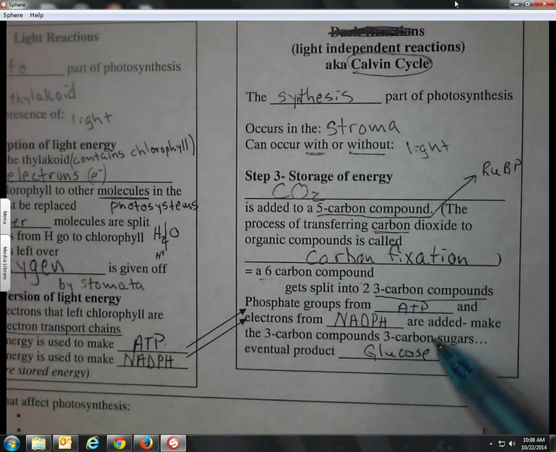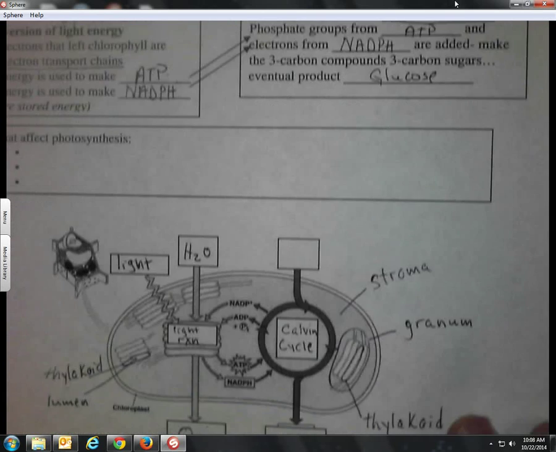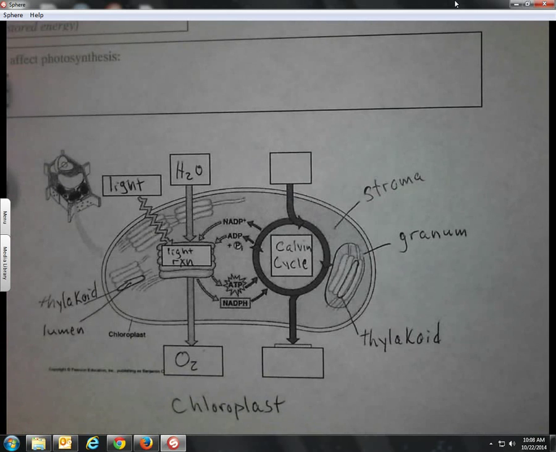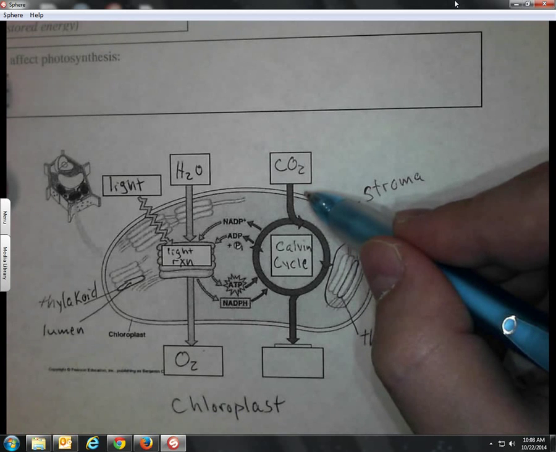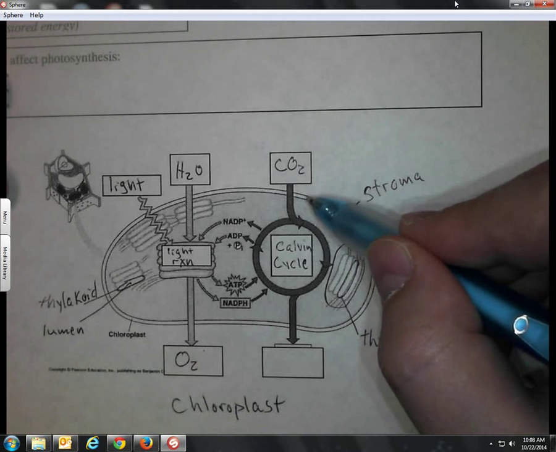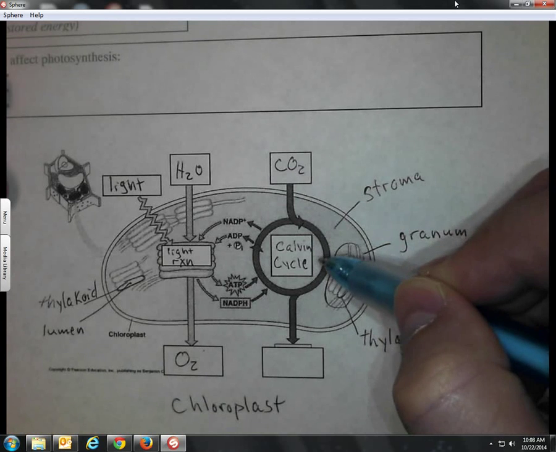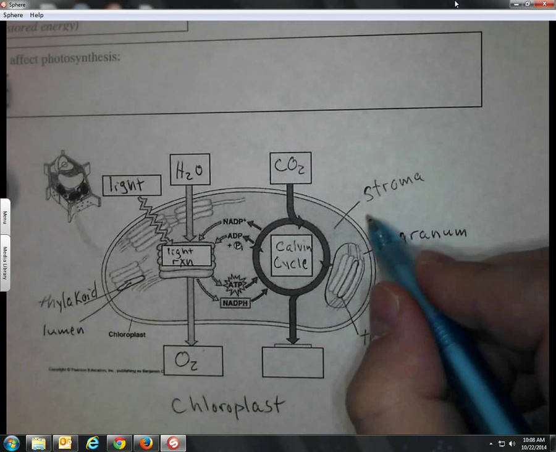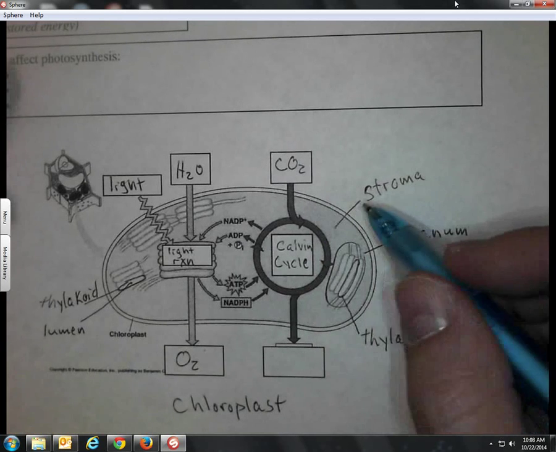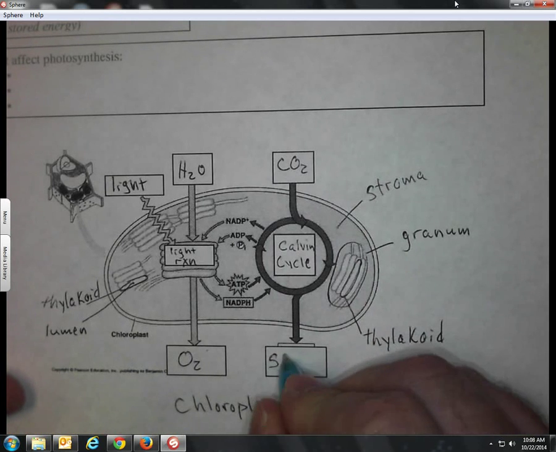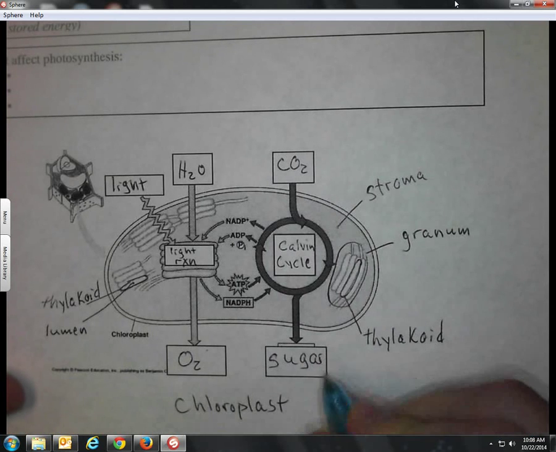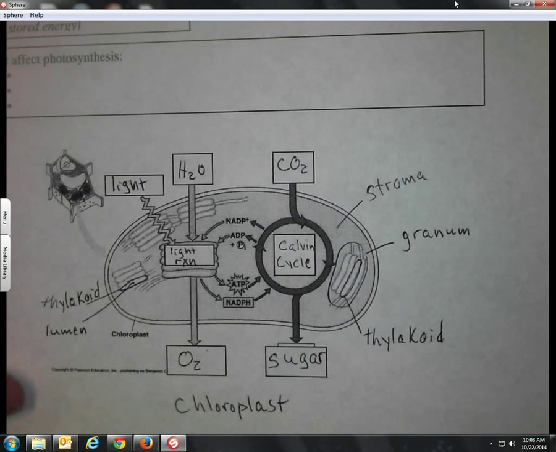Alright, so if we go back to our chloroplast, we're going to bring in carbon dioxide. This is going to come in through the stomata of the leaf. It's a gas. It's going to be transferred to the chloroplast. And then in the stroma, the Calvin cycle is going to use that carbon, and eventually it's going to make sugar. And this happens in the stroma, the second part of photosynthesis.